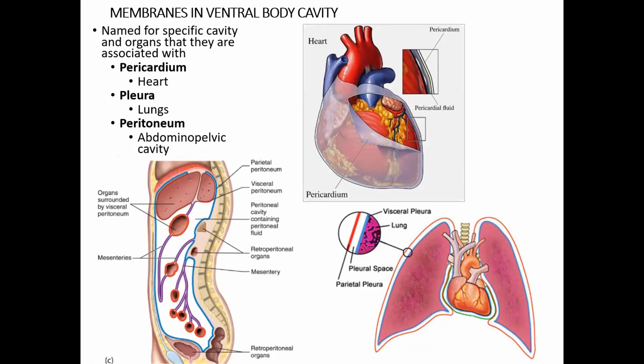Same thing applies in the abdomen. We have a visceral layer called the Visceral Peritoneum on the surface of every organ in the abdominal cavity. And we have a lining on the wall of the abdominal wall called the Parietal Peritoneum. Again, we lubricate every organ.